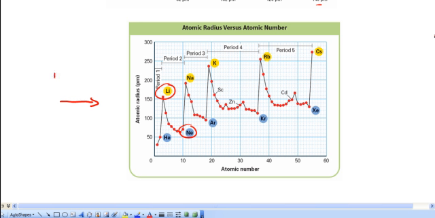Lithium has 3 protons, 3 neutrons, and 3 electrons. Neon has 10 protons, 10 neutrons, and 10 electrons. So there's more than 3 times the amount of material in neon, yet it's smaller than lithium, and it follows that trend all the way across the periodic table. So again, what's going on here?